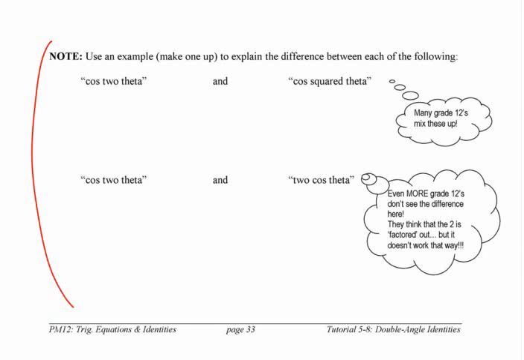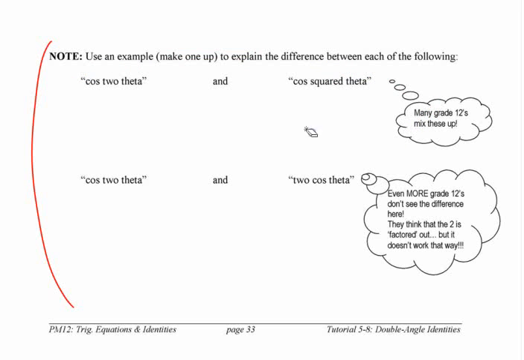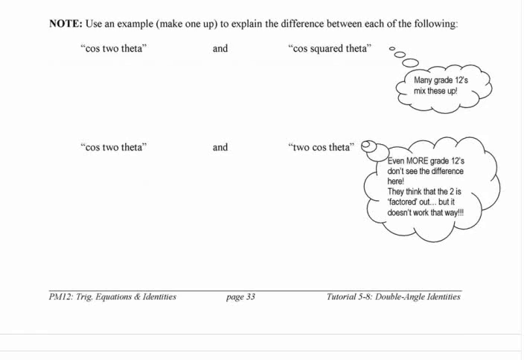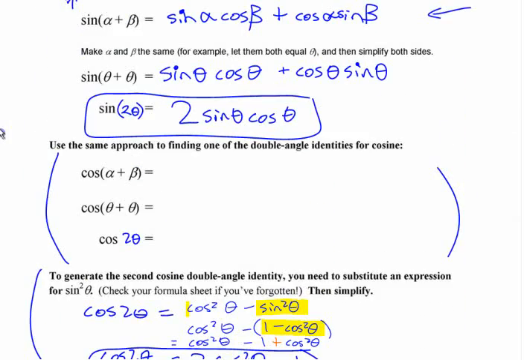Definitely pay attention to this and make up an example that shows the difference between these. Grade 12s confuse this very much, either because of sloppy handwriting, small 2's, big 2's, and they get this mixed up because they think somehow you're factoring things. Think about that. Okay, then get going on finishing the rest of it. Can we try and aim to finish this today, I hope, so we can move on to 5-9 next time?